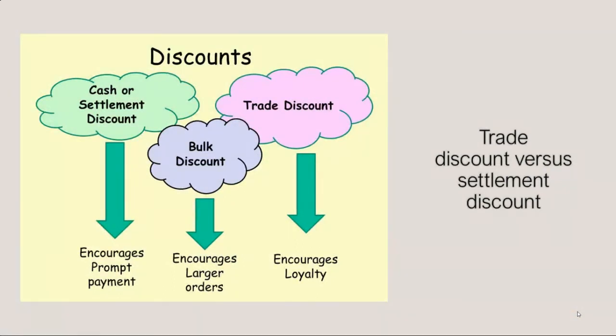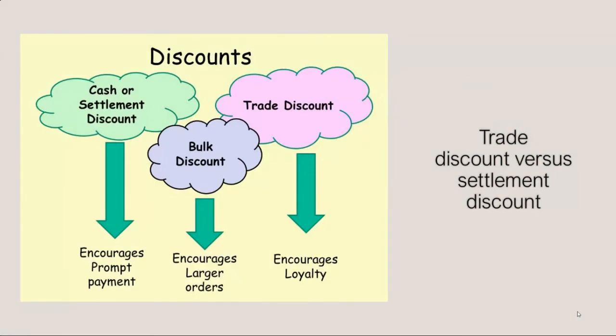Another thing that's important when we look at credit specifically is that you get different types of discounts when you buy on credit. The reason they bring in discounts is for specific reasons. You get a trade discount and you get a settlement discount. Now, a trade discount is given to a customer generally when they buy in bulk.